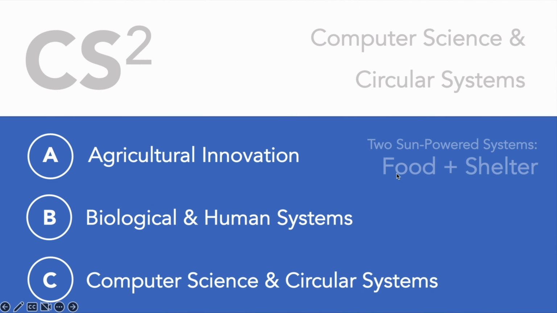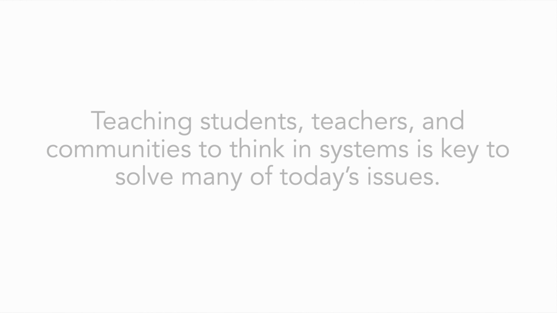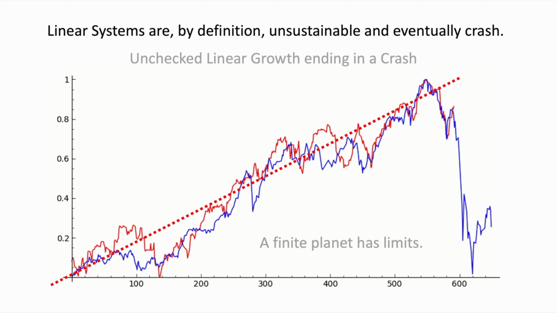We can boil our circular systems down to two key systems, one for producing food, one for producing shelter. Live Oak Computer Science / Circular Systems has a mission to teach students, teachers, and communities to think in systems. Thinking in systems is key to solving many of today's issues. One of the biggest challenges we humans are facing today is addressing and reinventing linear systems. A linear system is by definition not a sustainable system.